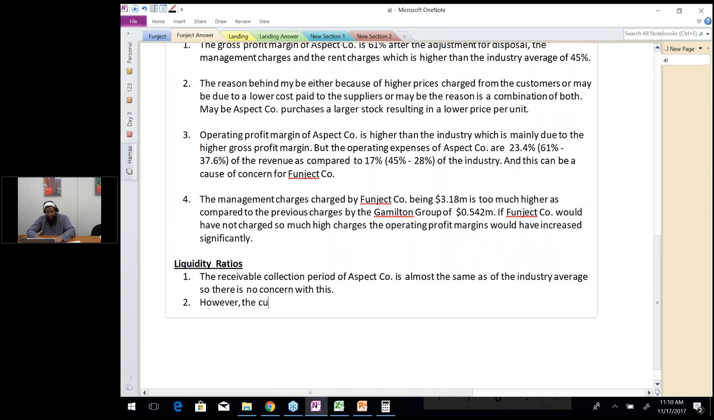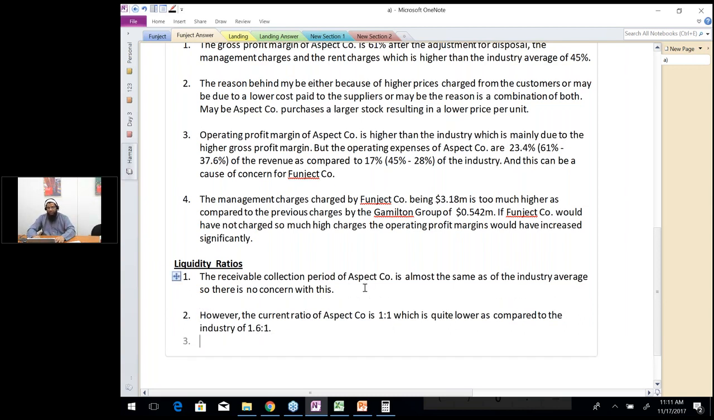However, the current ratio of SPAC company is quite lower as compared to the industry. So I'm writing 1:1, which is quite lower as compared to the industry of 1.6:1. Now, what could be the reason behind this lower current ratio? What do you people think? What is the reason?